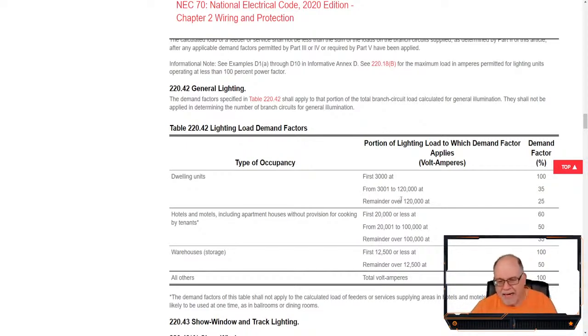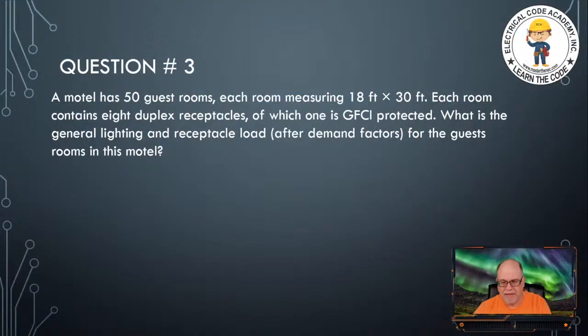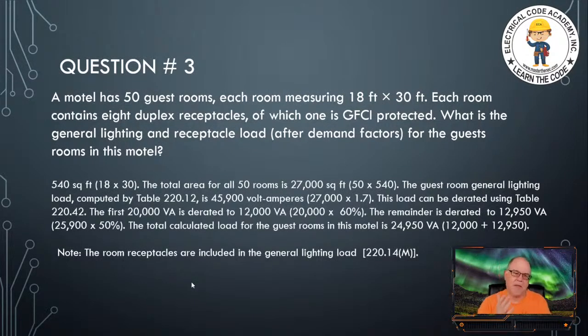Okay, let's go back and actually do that now that we know how that works. So we'll go back to our question and we'll apply these. All right, so here's what we got. We knew it was 540 square feet because we did 18 by 30. We knew there were 50 rooms, so that was 27,000. We went to 220.12 and got our value of 1.7. So that was 27,000 times 1.7, and that's where we got 45,900 VA.